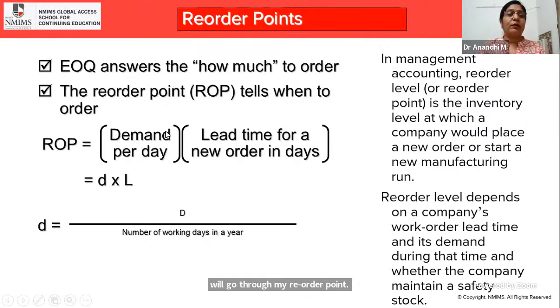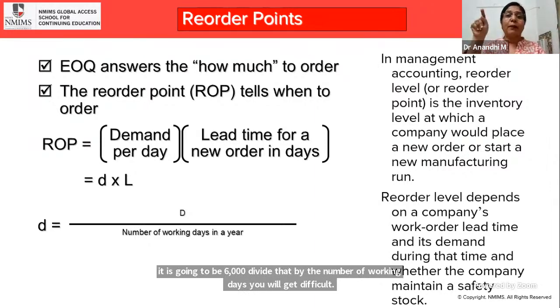My reorder point will be calculated based on the demand per day. Again, the lead time will come here, the lead time for the new order in days. So that means demand multiplied by lead time, and you get the daily demand by dividing the annual demand by the number of working days in a year. The number of working days may be 250 or 260. If the overall demand for the entire year is 6,000, divide that by the number of working days, and you will get the figure. That is the demand for you, multiplied by the lead time.